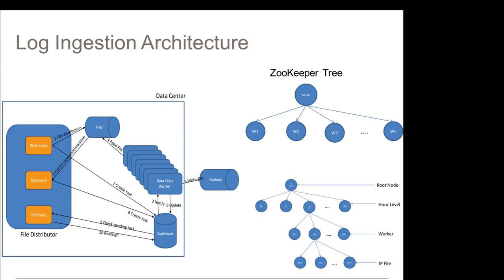If you look at the diagram over here, for every hour we create an hour-level directory, and within the hour we create one directory for every worker. Within that we tell them, okay, this is the application server for which the logs need to be copied. So every hour the worker finds out what its workload is, takes all the logs from the filer, and starts copying them into Hadoop.